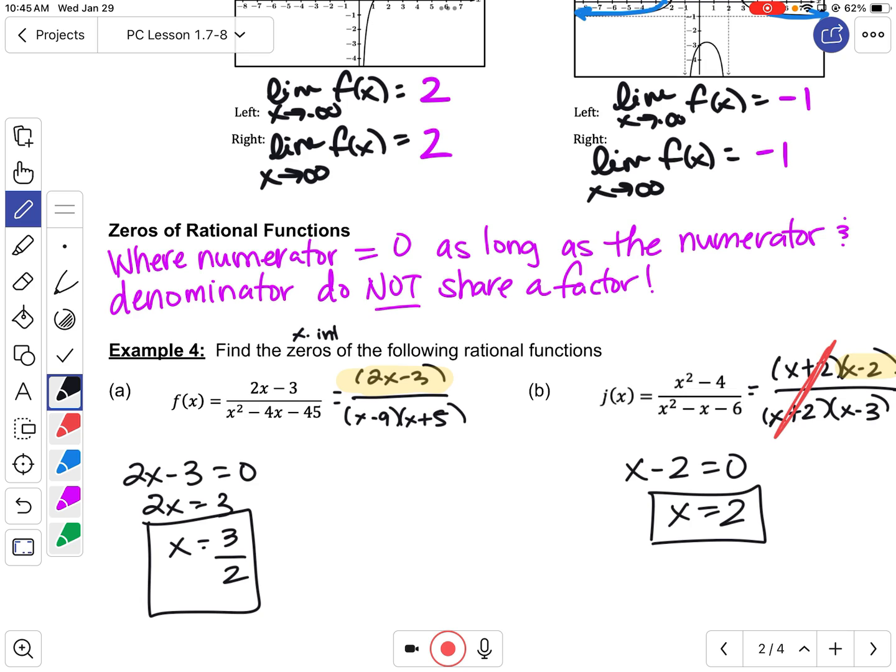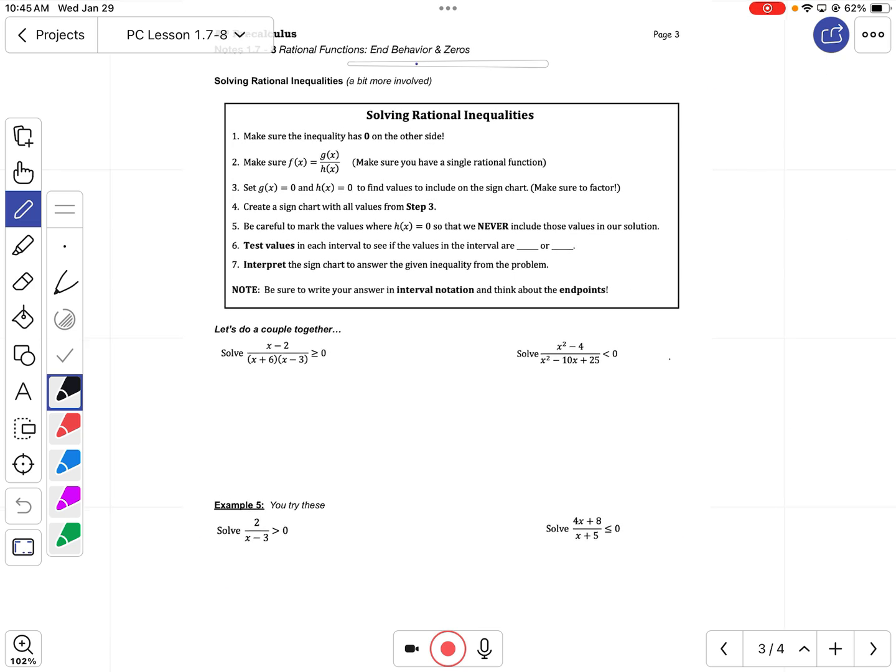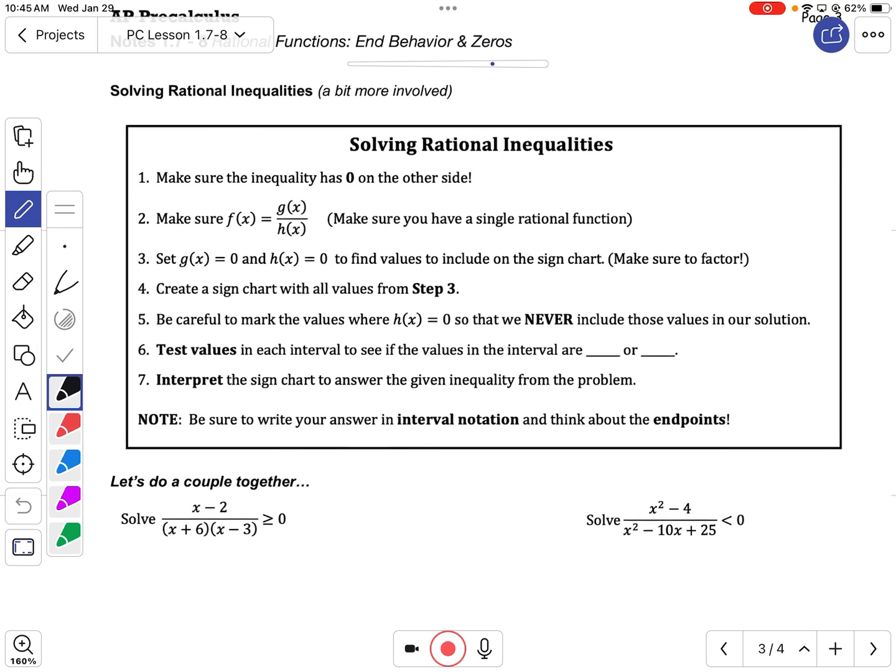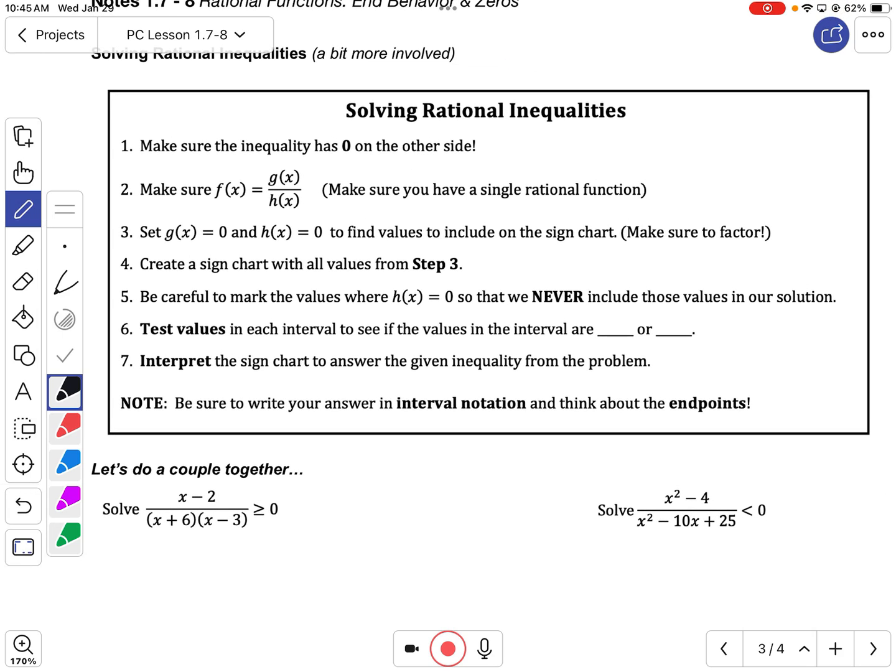And if you look, I've given you some steps, or some things to think about. Notice it says a bit more involved. You think? There's a lot of stuff we have to think about when we solve a rational inequality, when I have that algebraic fraction greater than or less than something. So there's just a lot more involved. So here's what we're going to do.